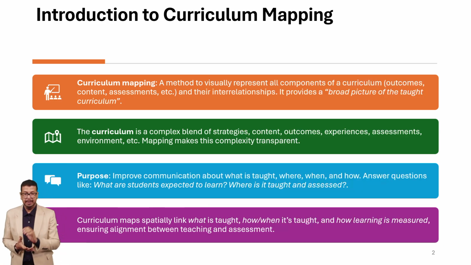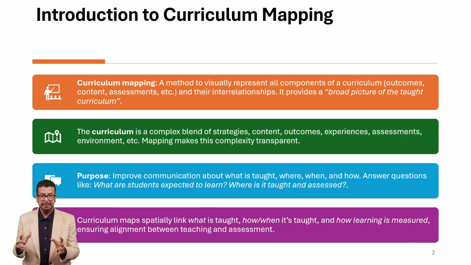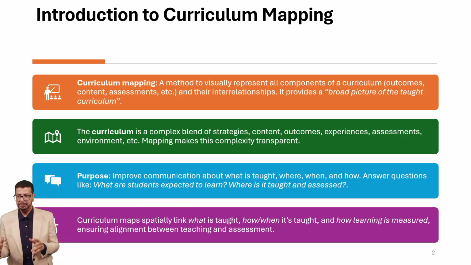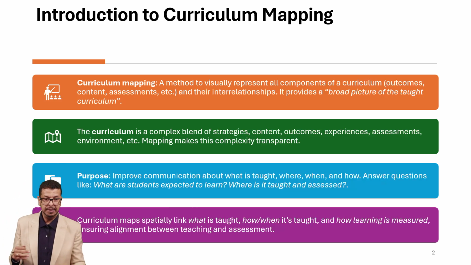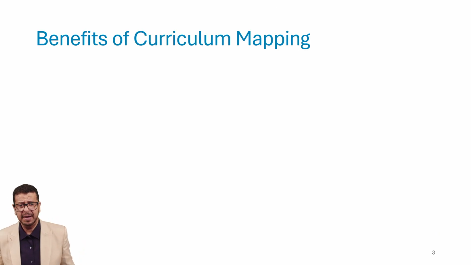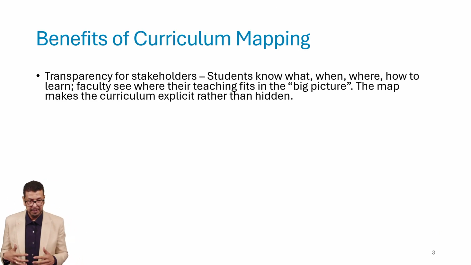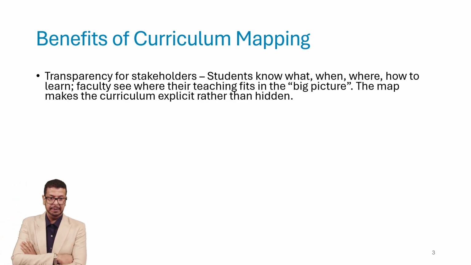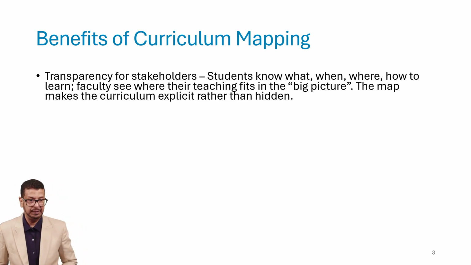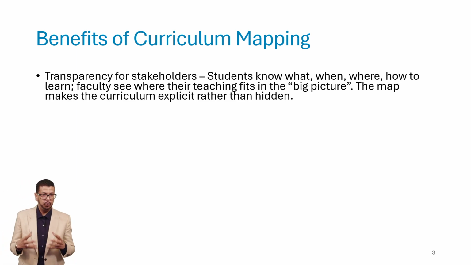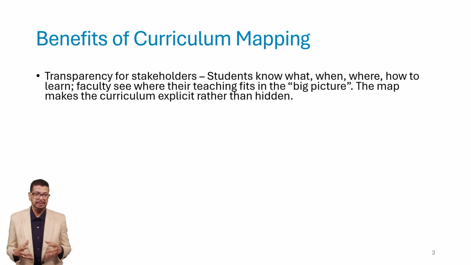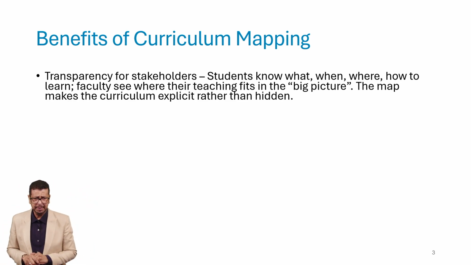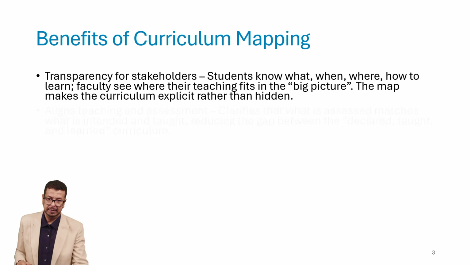The curriculum mapping is actually spatializing what is taught, how and when it's taught, and how learning is measured, ensuring alignment between the teaching and the assessment process. There are several benefits of this exercise. Starting with transparency, it helps to establish transparency for the stakeholders. Students know what, when, where, and how to learn, and faculty see where their teaching fits in the big picture of the curriculum. The map makes the curriculum explicit rather than a hidden curriculum.